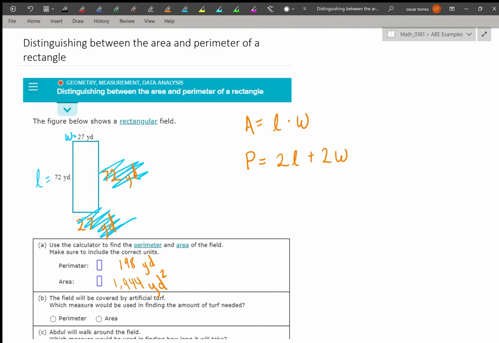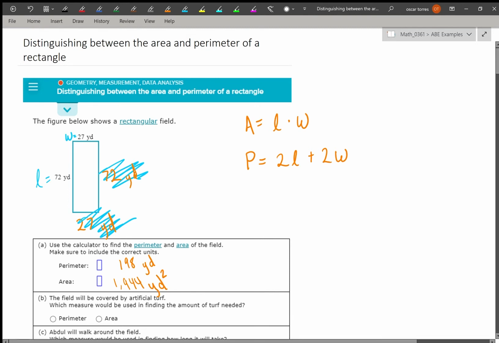And it's worth noting that in future problems, area is always going to have this squared at the end, whereas perimeter is never going to have that on the unit.